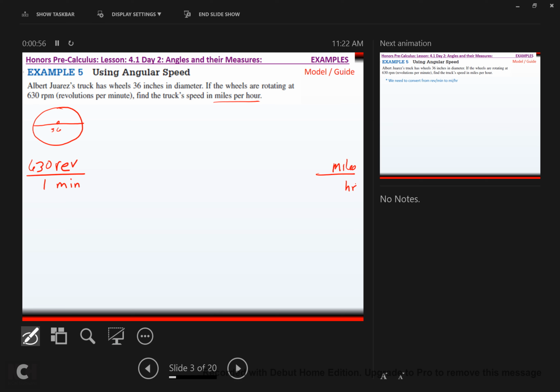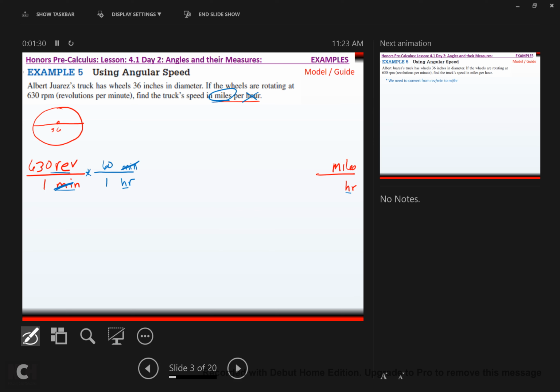So eventually I want to turn this into miles per hour. Well, I'm going to have to convert all these units. I'm going to do time first because that's easiest. So I'm trying to turn minutes into hours. If I'm getting rid of minutes, I would put that on top, and to go to hours, there are 60 minutes in 1 hour. Now that would cancel, and right now I'm in revolutions per hour. So I've got the hour part right, but now I need to change my revolutions to miles.